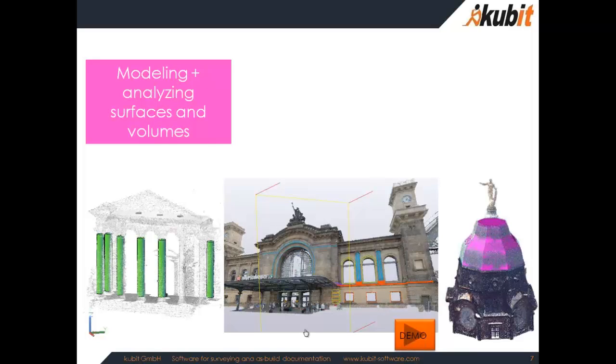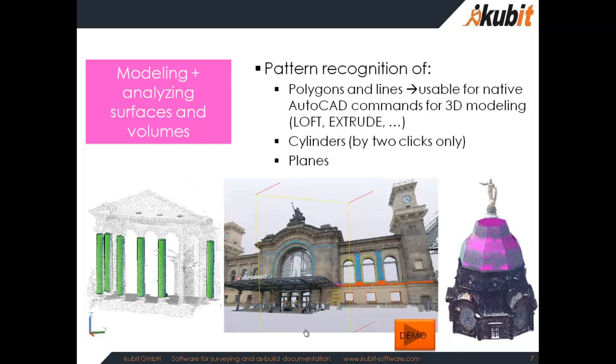You can then model and analyze surfaces and volumes. Therefore, PointSense Heritage provides you with pattern recognition tools. You can fit polygons and lines and then use those polygons and lines together with native AutoCAD commands for 3D modeling like loft or extrude.